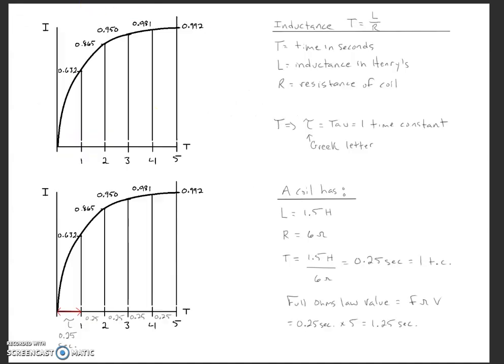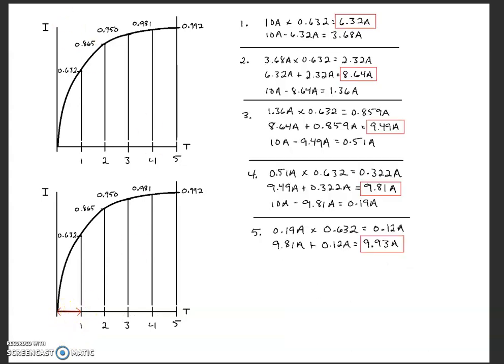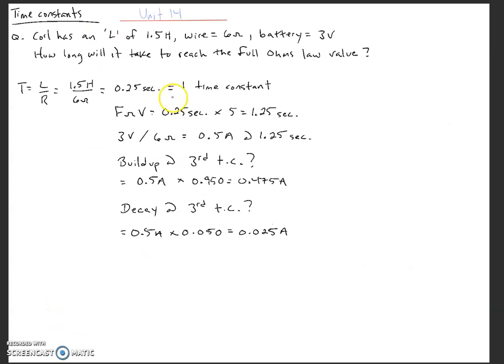Now again, what we're talking about is this value. That just so happens to be this, but we'll find different numbers. We're always calculating for just one portion of time. So 0.25 seconds equals 1 time constant. The full Ohm's law value is this number multiplied by 5. The current in this circuit is 3 volts over 6 ohms, which gives us 0.5 amps, and that's 0.5 amps at 1.25 seconds.